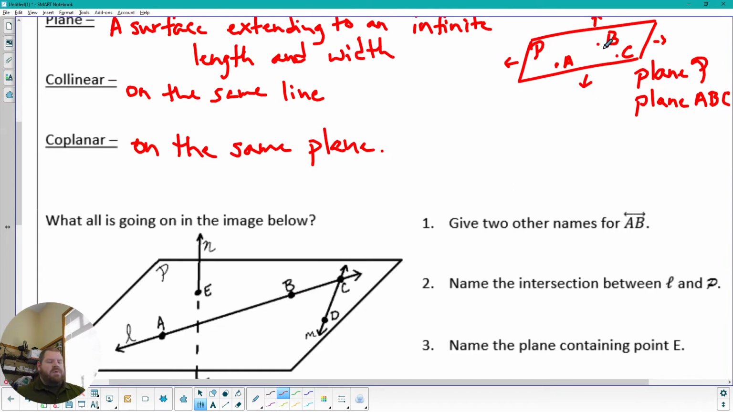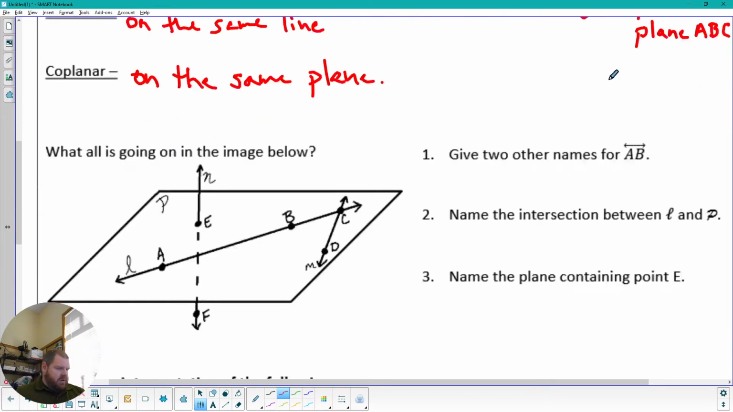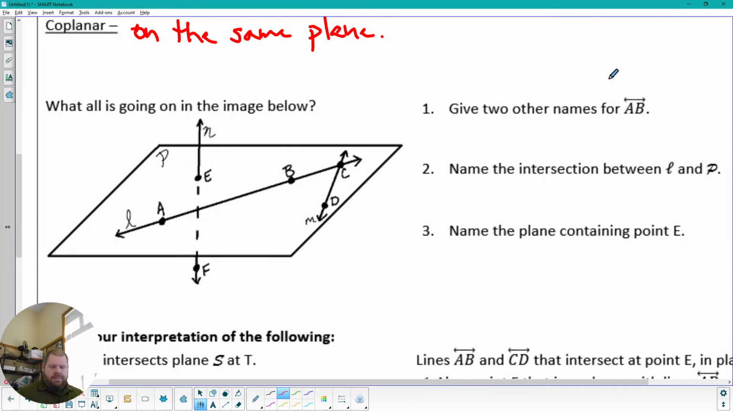So these 3 points up here, A, B, and C, would be coplanar but not collinear. So in class, we had a pretty good talk about what's going on in this image right here, in this diagram. So we've got plane P. I see lines L, M, and N. We've got L kind of going horizontal, M kind of going vertical, and then N is kind of a weird one.